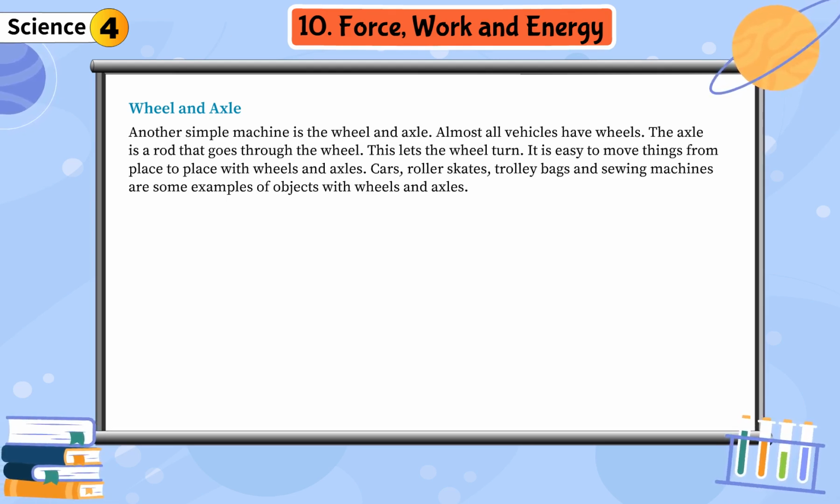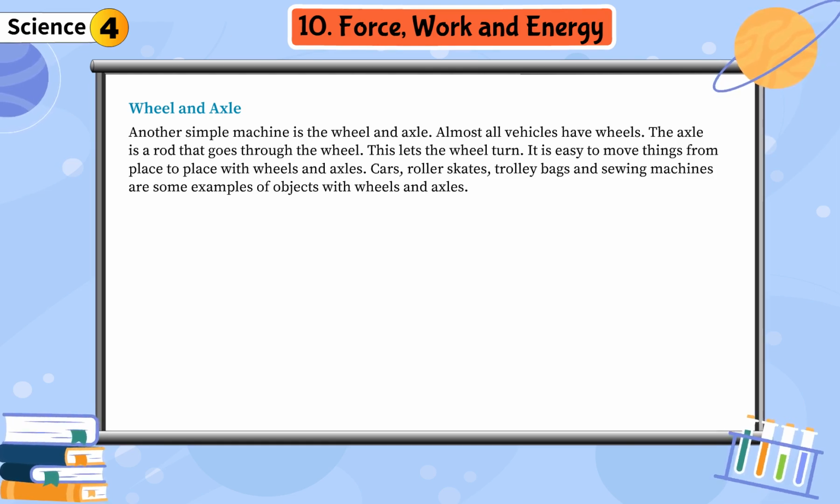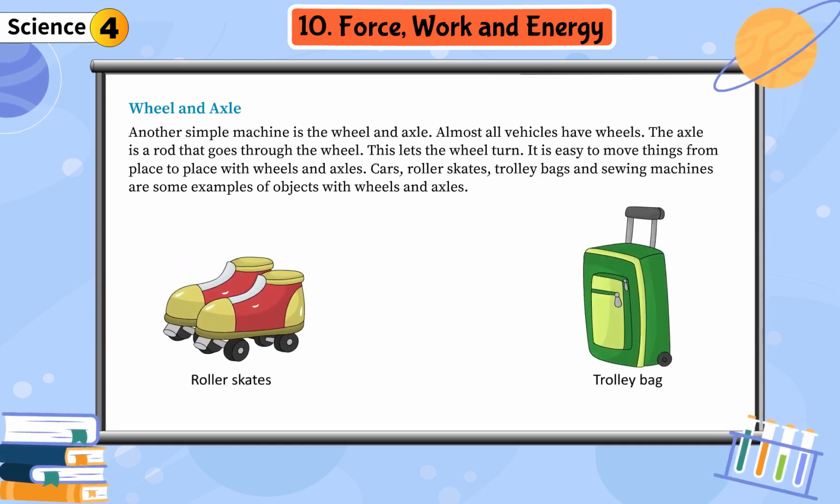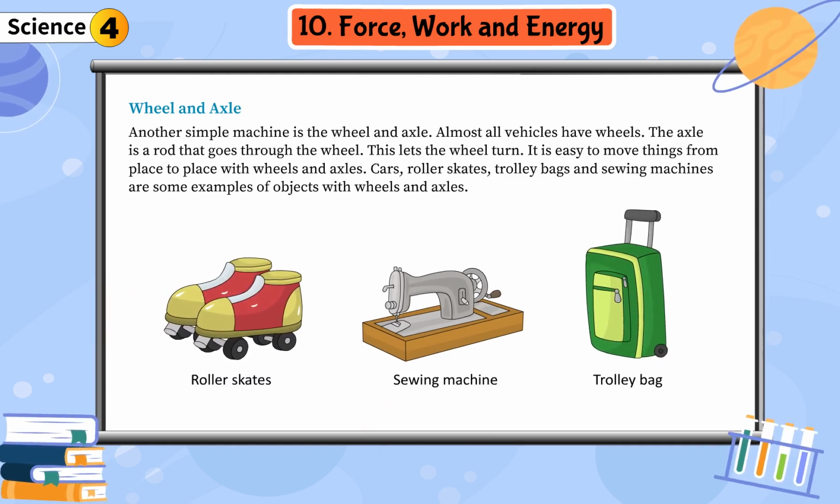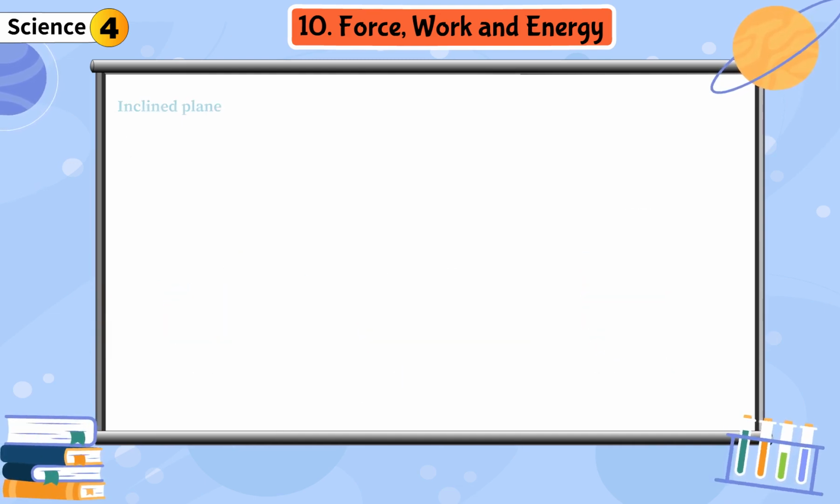Almost all vehicles have wheels. The axle is a rod that goes through the wheel. This lets the wheel turn. It is easy to move things from place to place with wheels and axles. Cars, roller skates, trolley bags and sewing machines are some examples of objects with wheels and axles.